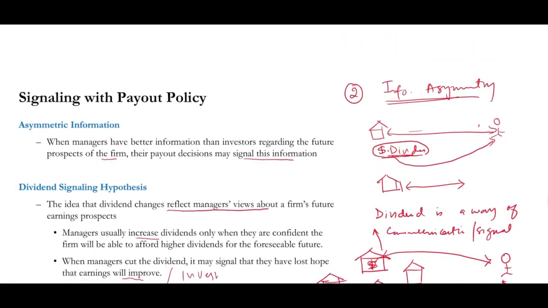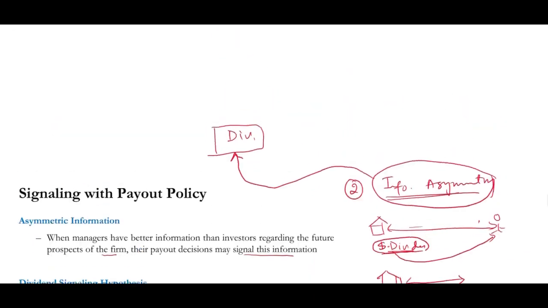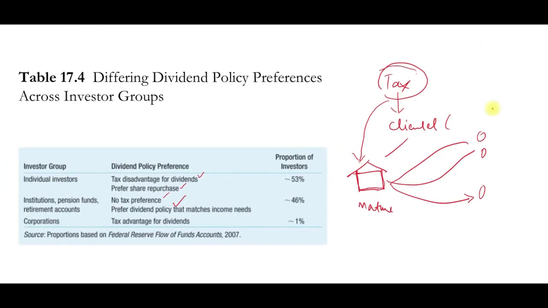Okay, so it means the dividend policy is affected by information asymmetry. So when there is an information asymmetry, it forces the company to change its dividend policy. Okay, so taxes, when there are taxes, it affects the company to change its dividend policy based on different clientele.